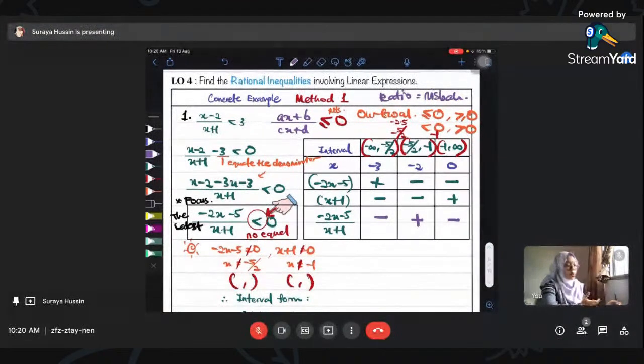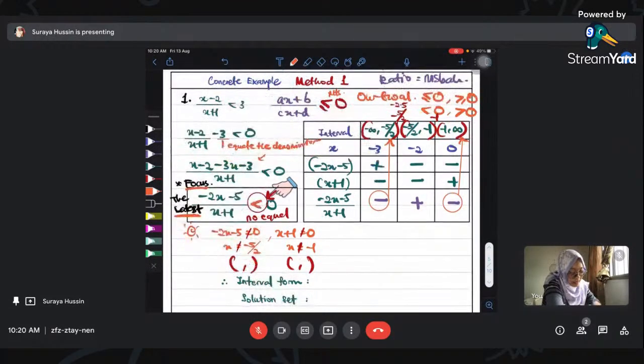The thing is, we do not know which one is our answer. How do we know which one will be our answer? It is according to the focus. Again, your focus. Your focus here shows that the latest inequality you have is less than or equal to. So less than or equal to refers to negative, negative. Therefore, this is your answer. The interval there is your answer.